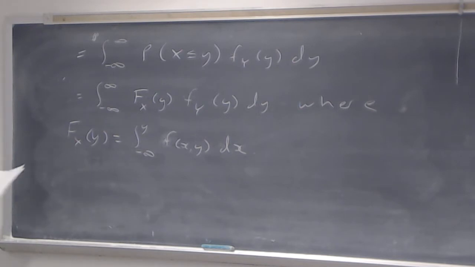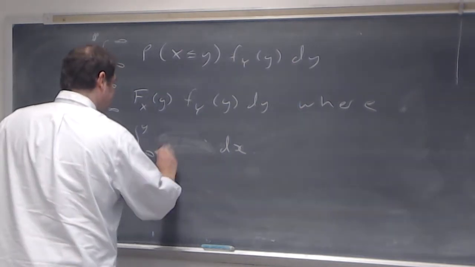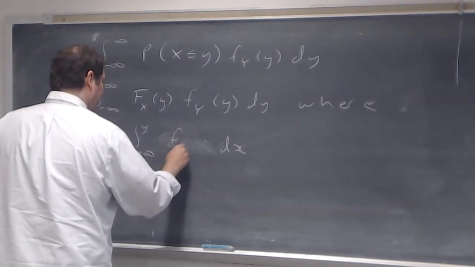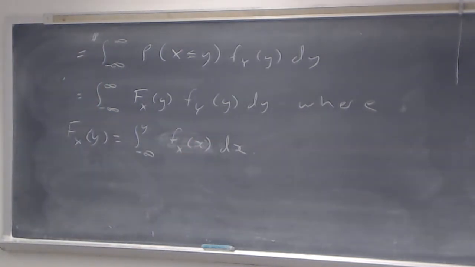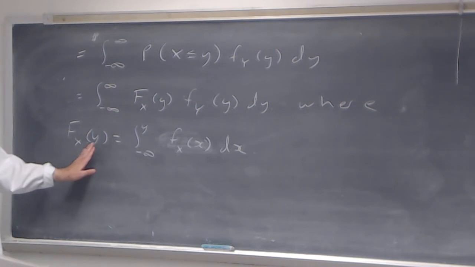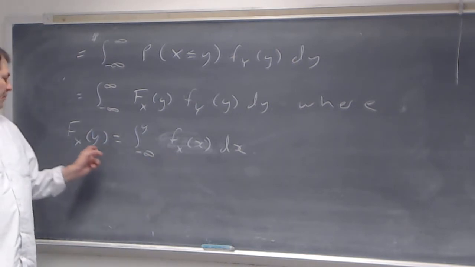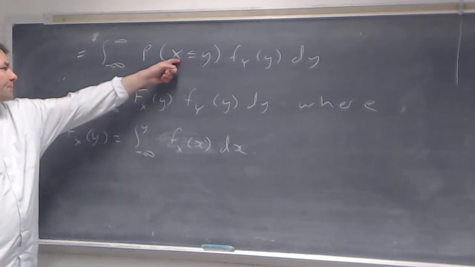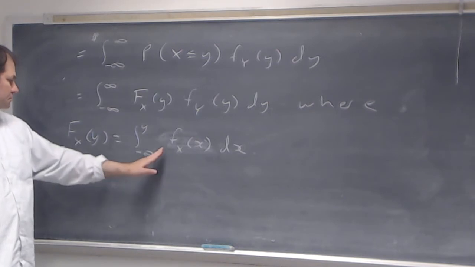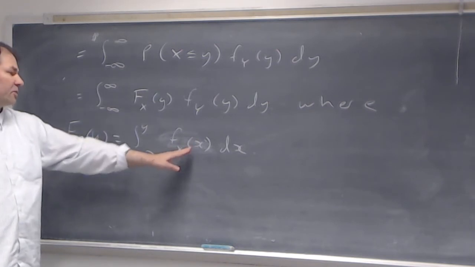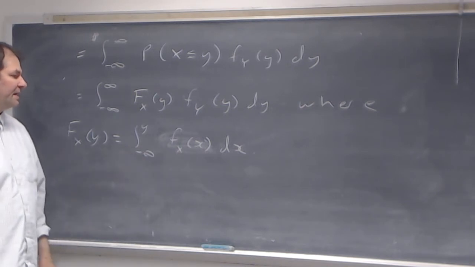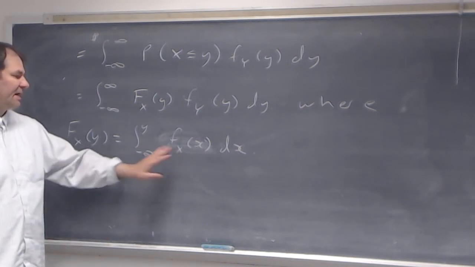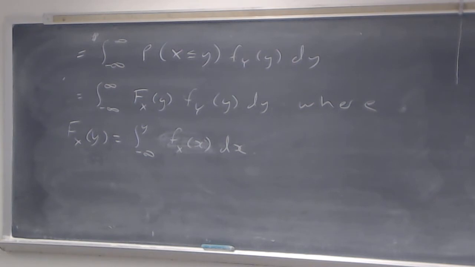I'm sorry, I made a mistake there. It's f sub x of x. Yeah, so this is the CDF of x. So what's that? You find the probability that x is less than or equal to y. And that is, you integrate the PDF of x. That's right. Okay, and that's our symbolic answer.